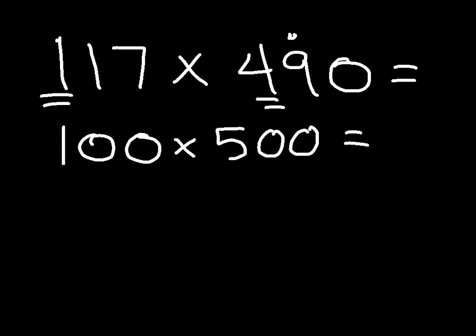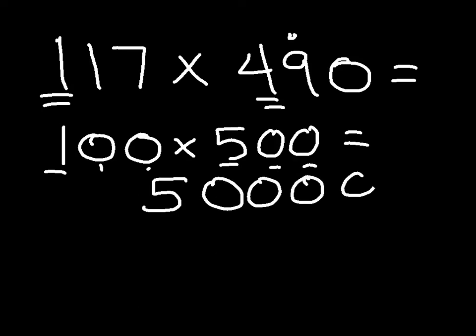I now have numbers that are easy to multiply. 1 times 5 is 5, and I've got 1, 2, 3, 4 zeros. 1, 2, 3, 4, and I have my final answer, 50,000.